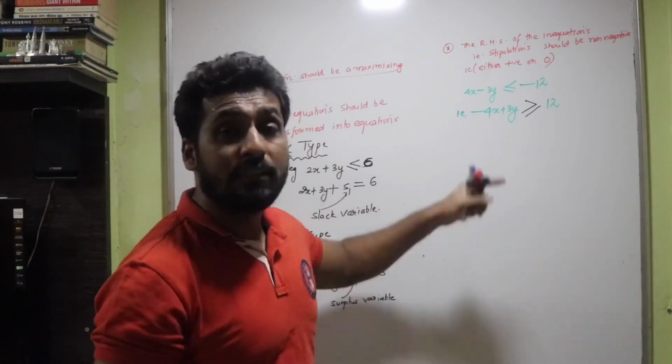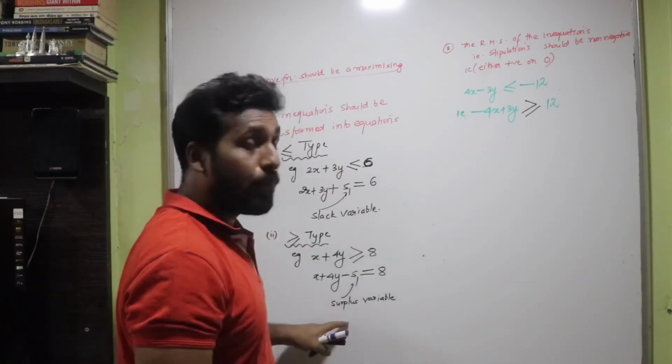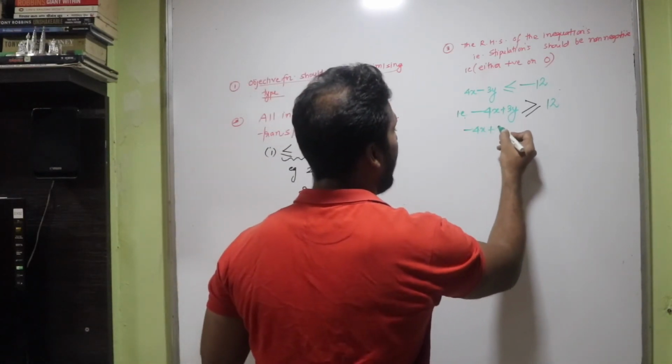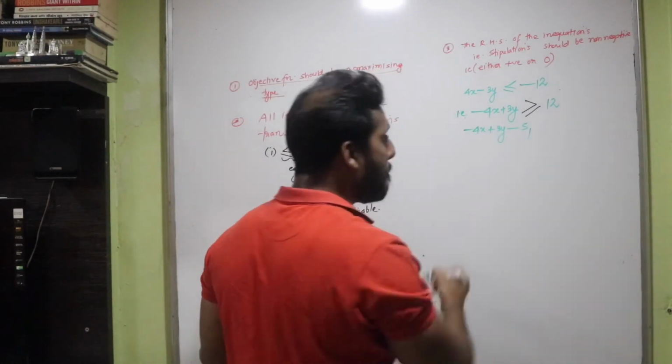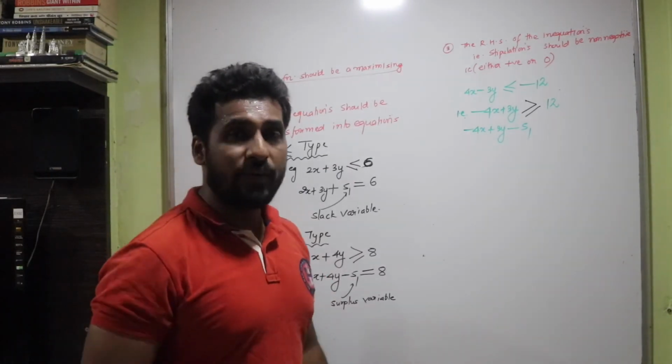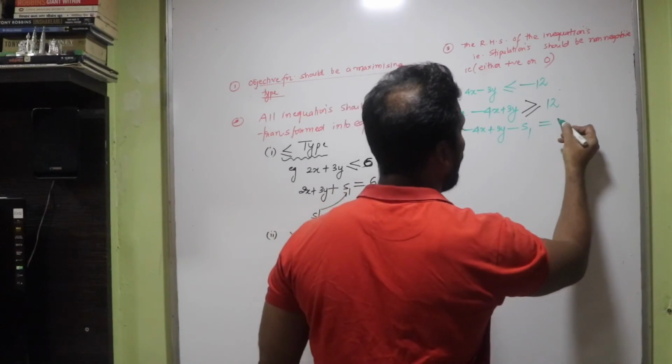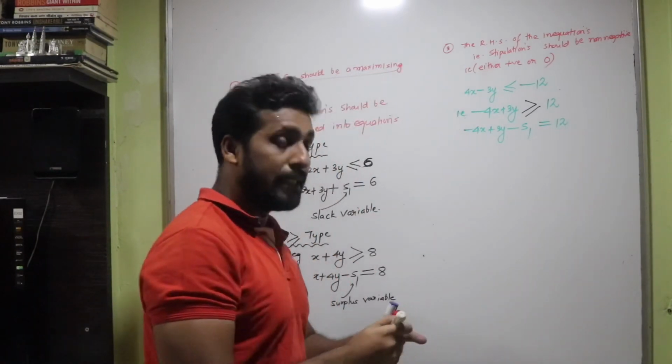So this will need something called a surplus variable. I'm going to put up a surplus variable, so I can write it as minus 4x plus 3y minus s1, and the greater than or equal to changes to an equality, equal to 12. So that's the first example.